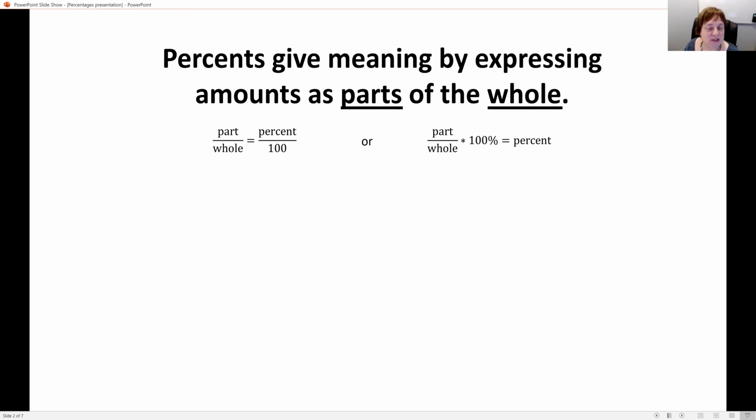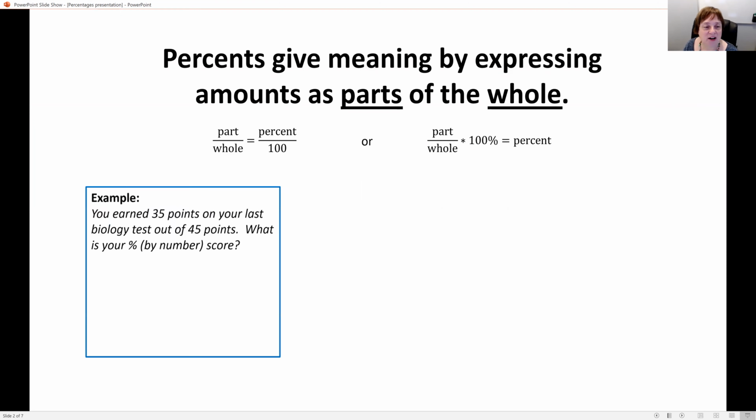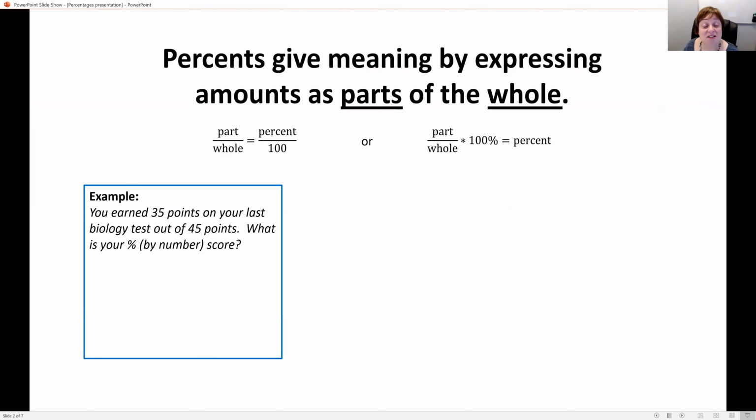So you've probably done these before, so let's try our hand at one of these in a real familiar setting. You earned 35 points on your last biology test out of 45 points. What is your percent score there? So take a moment, set that expression up, and come up with a calculation there.